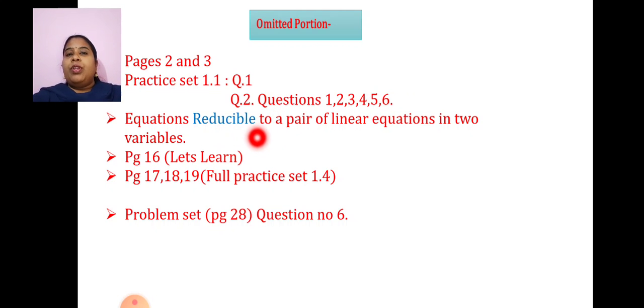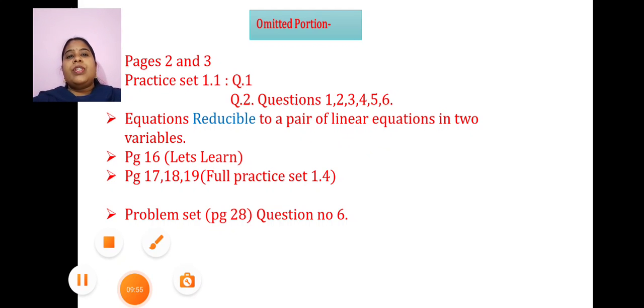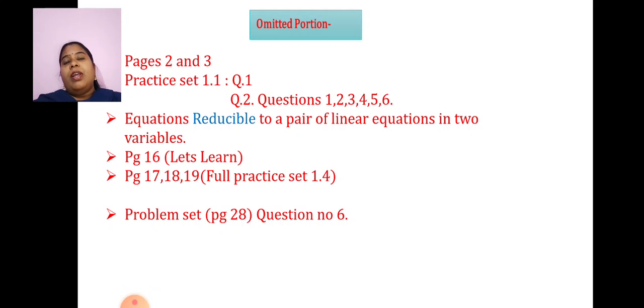Then this is very important: equations reducible to a pair of linear equations in two variables. This is omitted. Now what are these? These are those equations where you had equations in this form. See, 1 upon x plus 1 upon y is equal to 7 upon 8. Like these equations where the variable was there in the denominator, such equations are omitted.